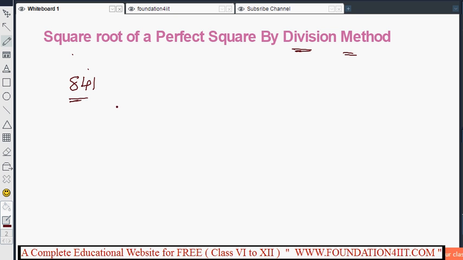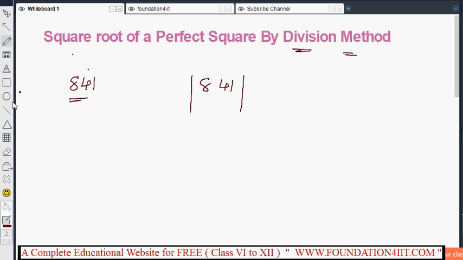Now 841 is the given number. We need to find the square root of this. First, we need to convert this number into periods. Periods means that from the units place, every two digits form one set. The units place is 1, followed by 4, so 41 is one set. Next, only 8 is left. So from the right side, from the units place, we take two digits as one period. That is 841, and I'm going to do the division method.